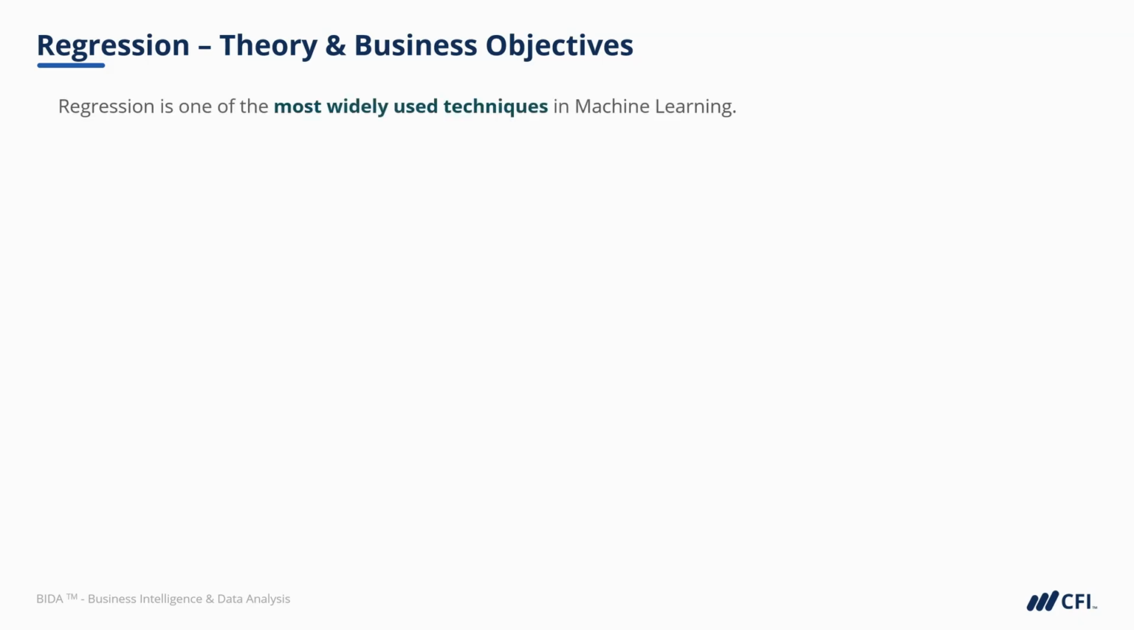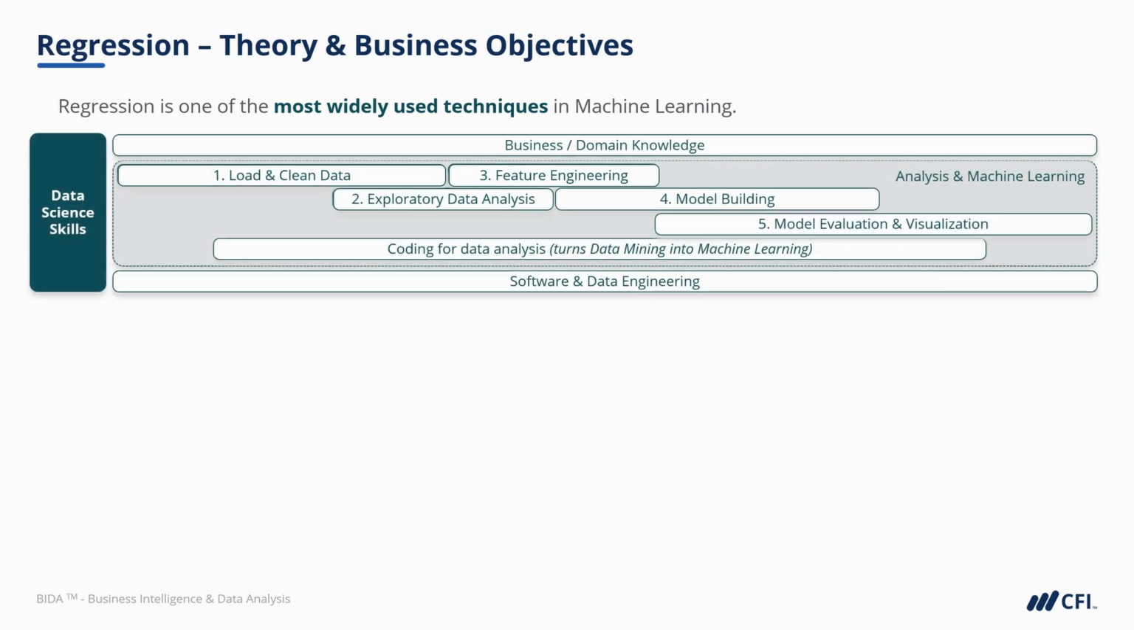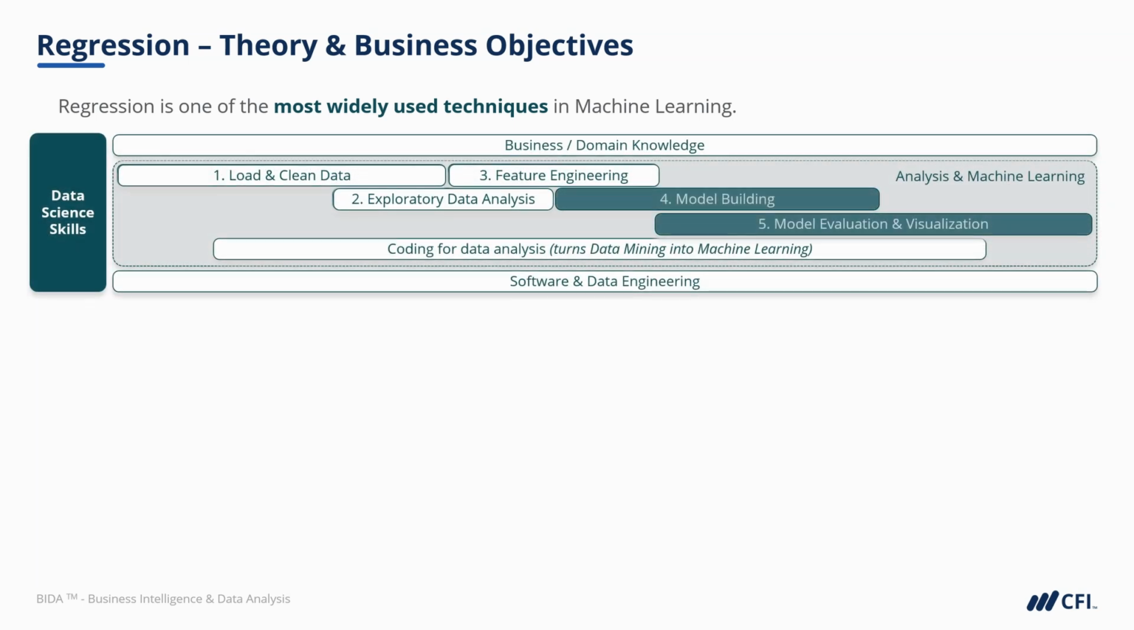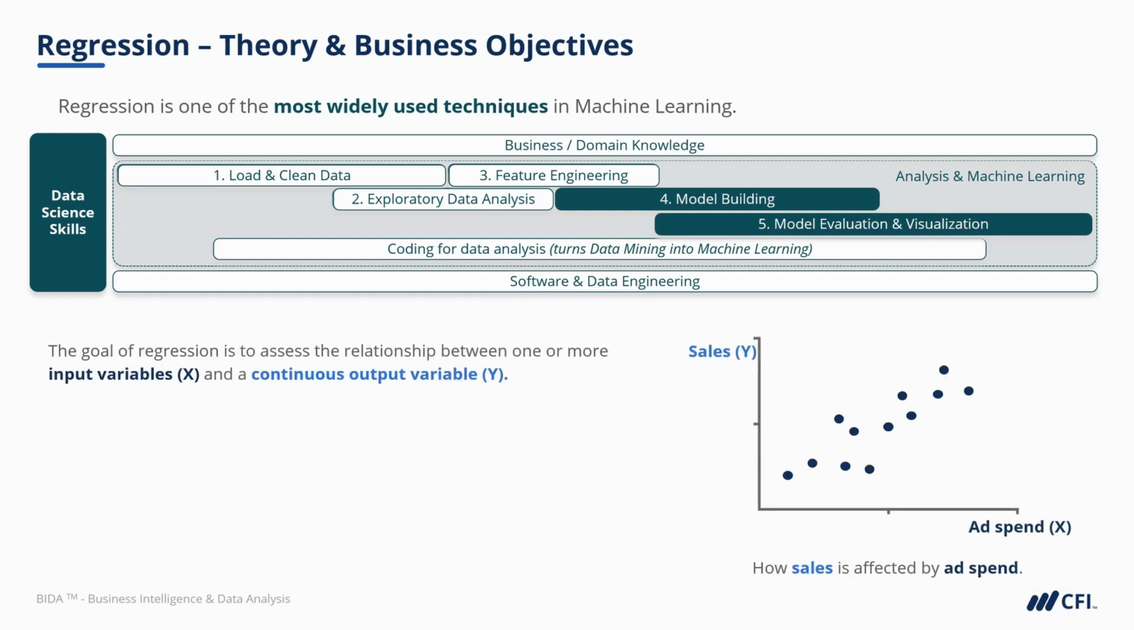Regression is one of the most widely used techniques in machine learning. Within the machine learning process, our regression model fits into the model building and model evaluation phase. The goal of regression is to assess the relationship between one or more input variables and a continuous output variable, and we can summarize that relationship with a line of best fit.